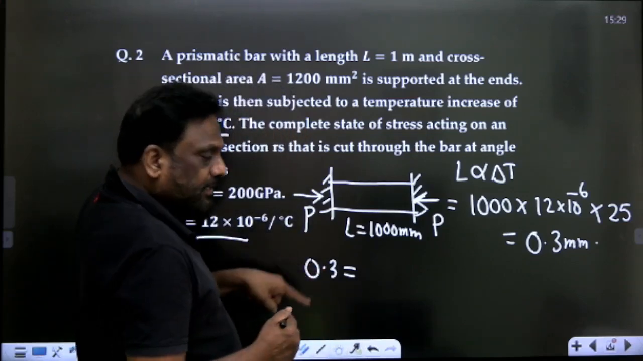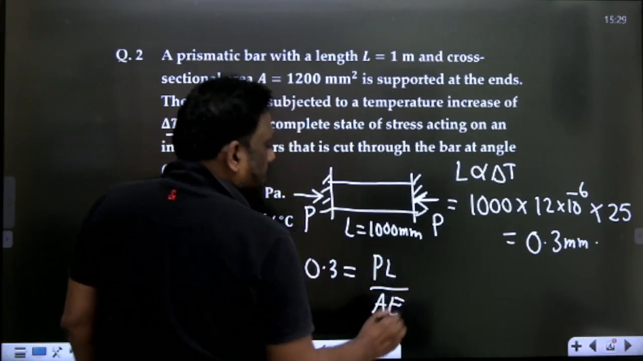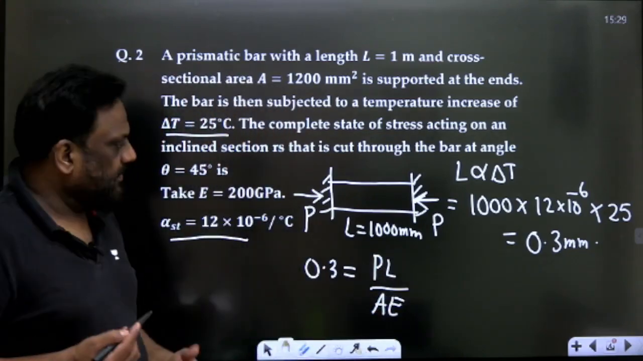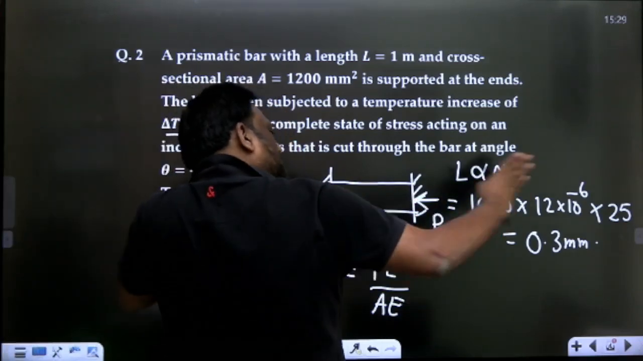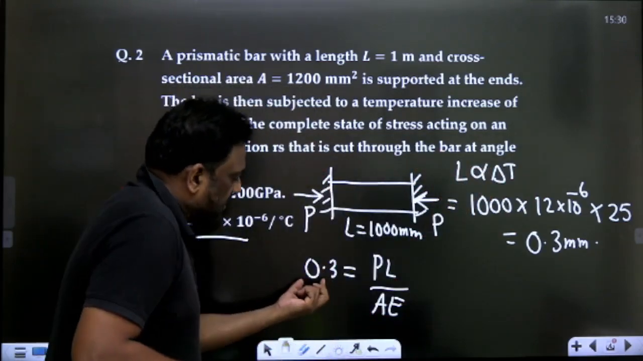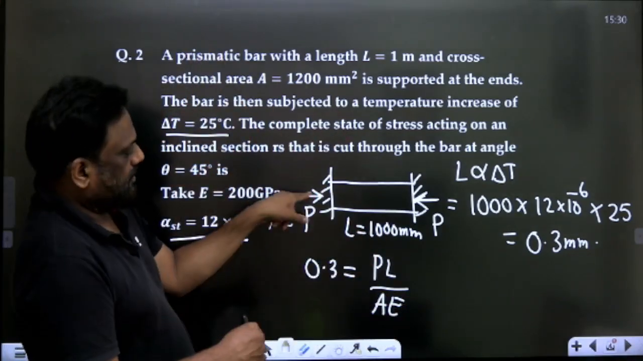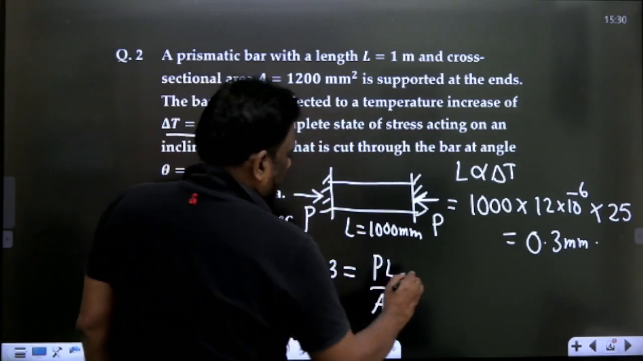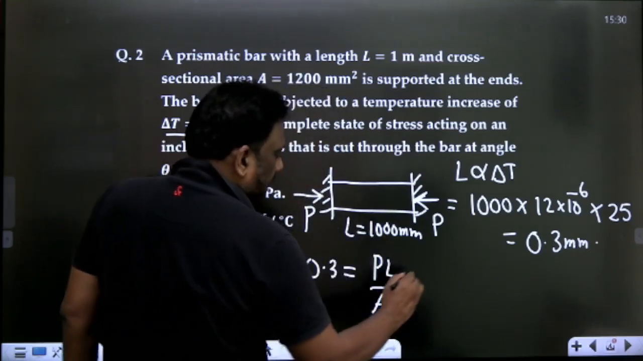So this 0.3 should be equal to PL by AE, because you are not allowing any expansion. So the actual force will be PL by AE. Because of expansion and because of compression, the net result should be zero. So the free expansion should be equal to the compression due to this actual force generated. As I have taken in mm, let me do this.